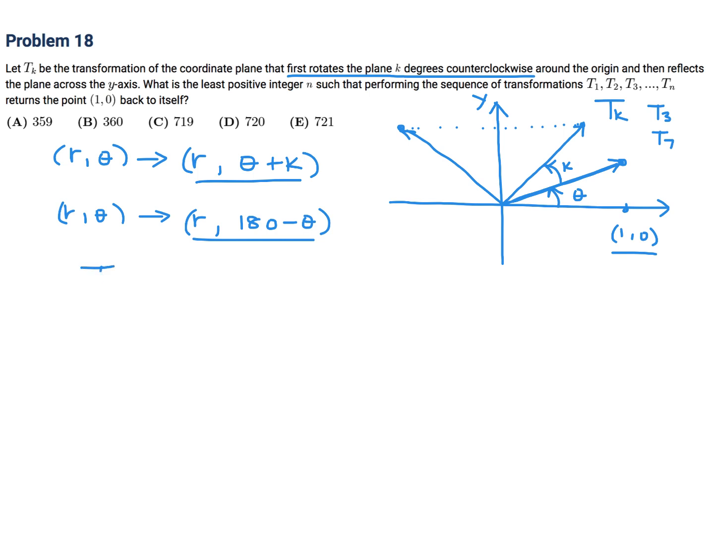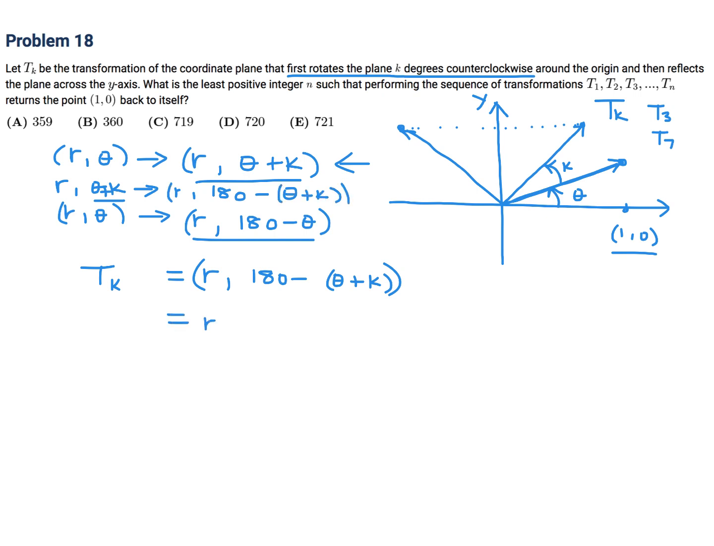So if you combine them, that means that t_k basically is a situation of r, and then you have to combine these. So it would be r and then 180 minus (theta plus k). Right? Because first you are doing this guy right here, and then you'd have to subtract from 180. So a better way of writing it is (r, theta plus k) would basically be (r, 180 minus this (theta plus k)), which is exactly what I wrote here. And this simplifies to (r, 180 minus theta minus k). And that's your t_k.